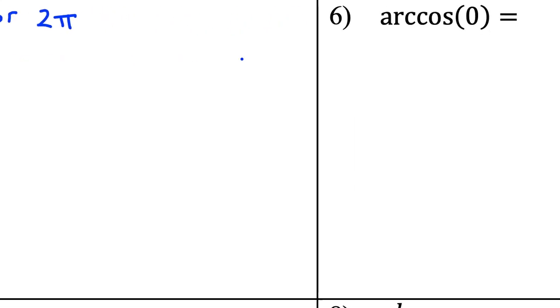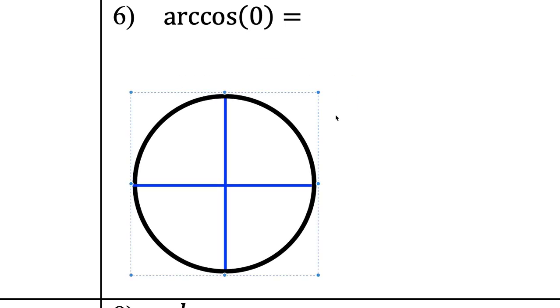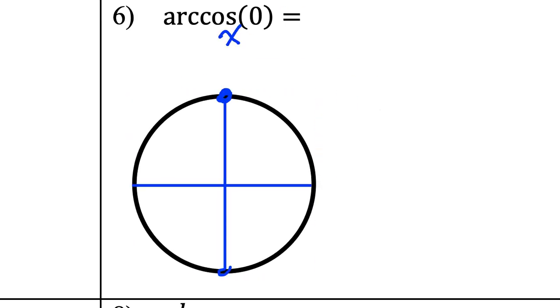Let's try number 6, and then we'll be done. Arc cosine of 0, that's asking where do I have an x-coordinate of 0? That happens here and here, where the x-coordinates are both 0. That's pi over 2 and 3 pi over 2.